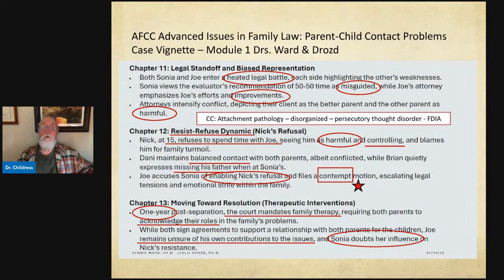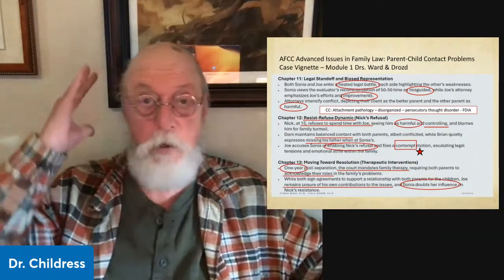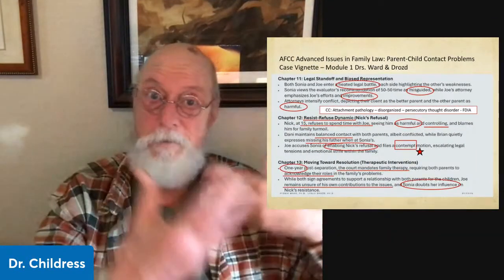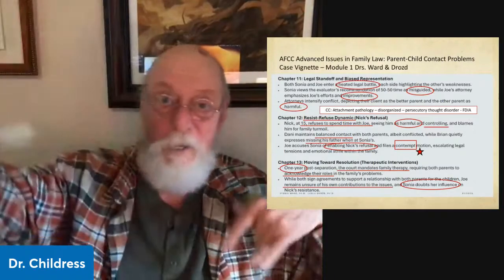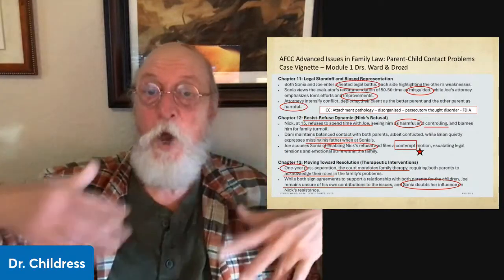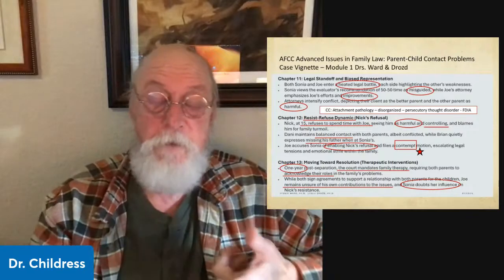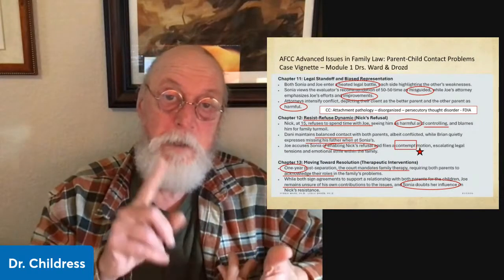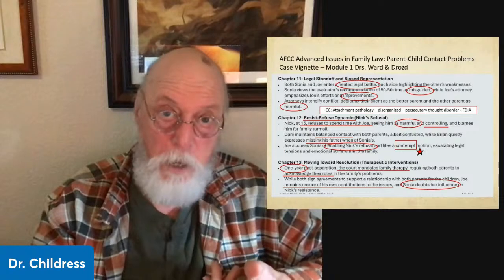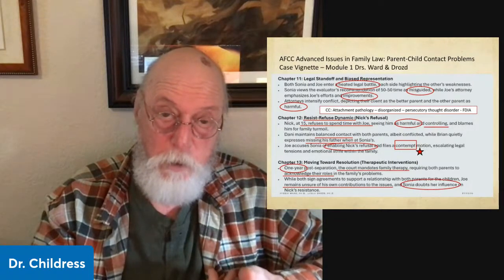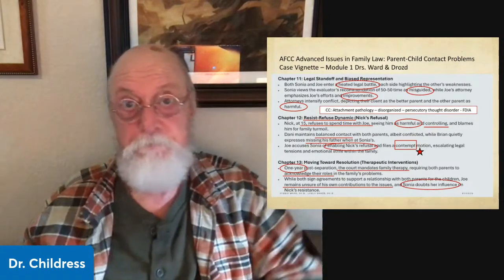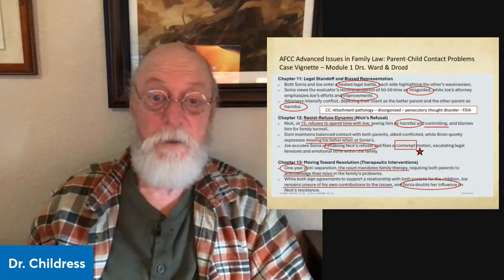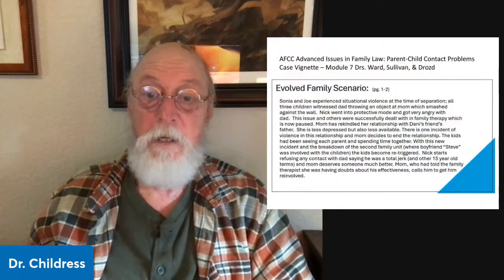Sonia doubts her influence on Nick's resistance. Everything is based on that mother's perception is not based in reality. So she's just totally missing her role in creating this enmeshed relationship and creating the problems with the dad, even though the other two kids know. Persecutory delusion, a fixed and false belief maintained despite contrary evidence. There's plenty of contrary evidence. The dad is not abusing the children. He's not dangerous. So she doesn't see it. So that's, again, pretty clear.